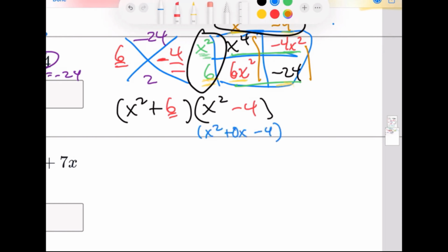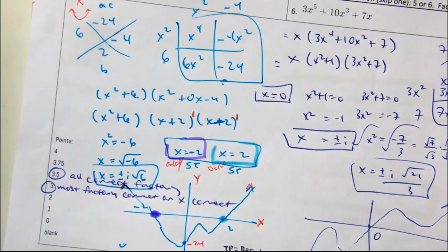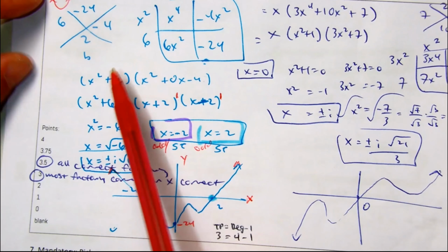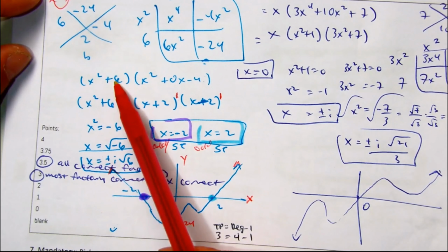You still have to start recognizing the difference of squares. If you don't, put a placeholder of 0x, and then when you factor that, that one's just going to be x plus 2, x minus 2. This was a common mistake for students to solve question number 5, x squared plus 6.